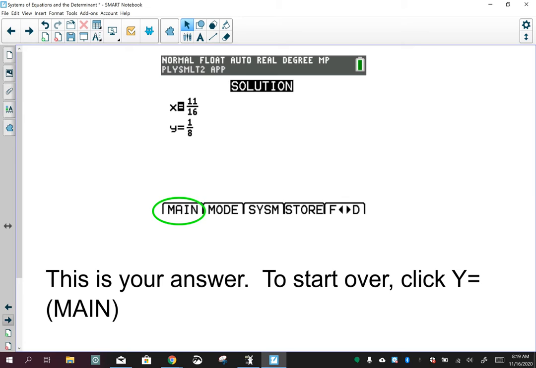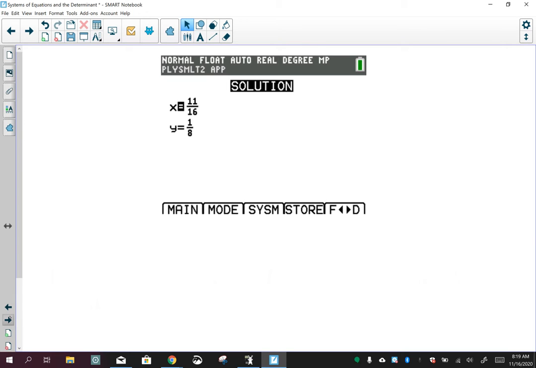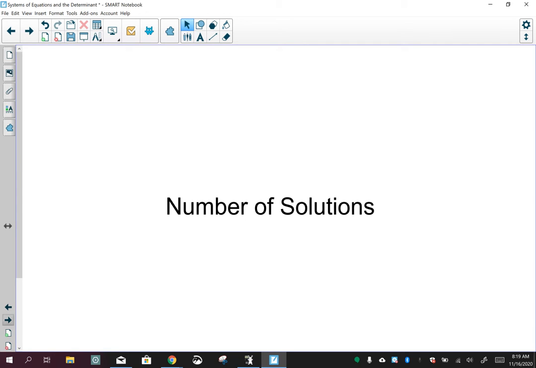When we're dealing with systems, it's primarily going to be a little more calculator use than figuring out by hand. But you do need to understand and know the steps on how to do it by hand. That's why we went through all the other stuff first. Okay, so from here we're going to look at a couple of different things in terms of systems. We are going to go to the number of solutions.